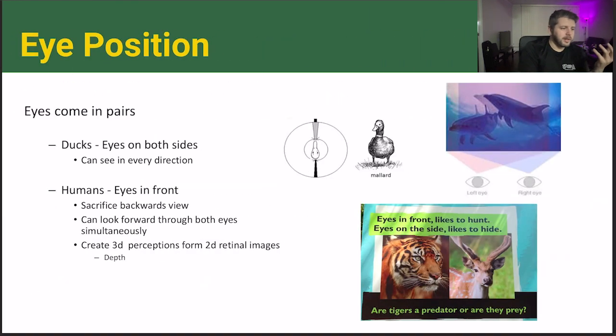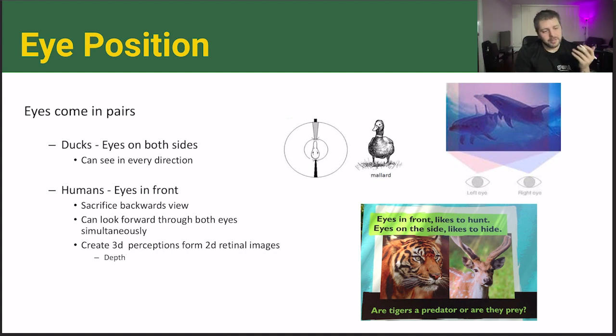So eyes come in pairs for most animals. This is a funny rhyme that was used to highlight the point of whether animals are prey or predators, and it goes: eyes in front, it likes to hunt, or eyes on the side, it likes to hide.